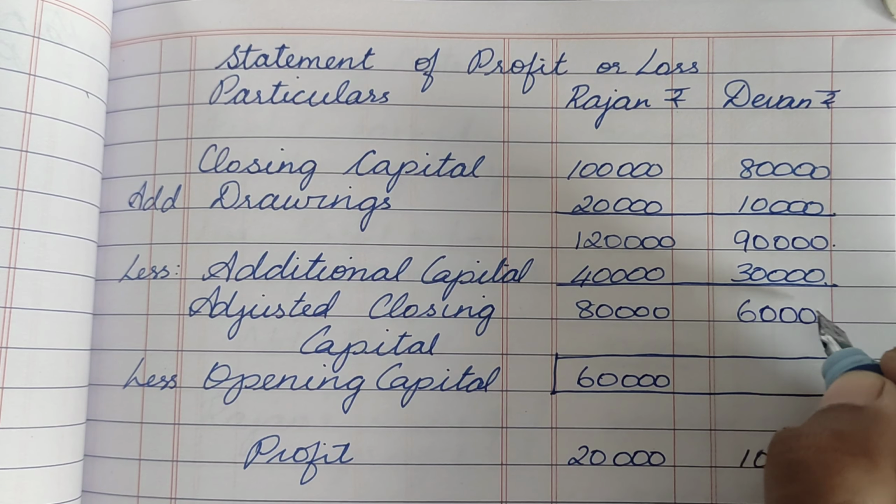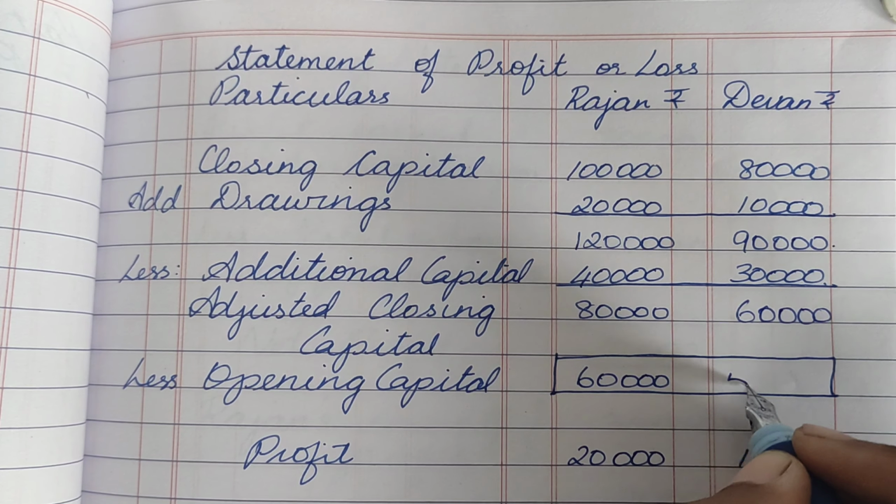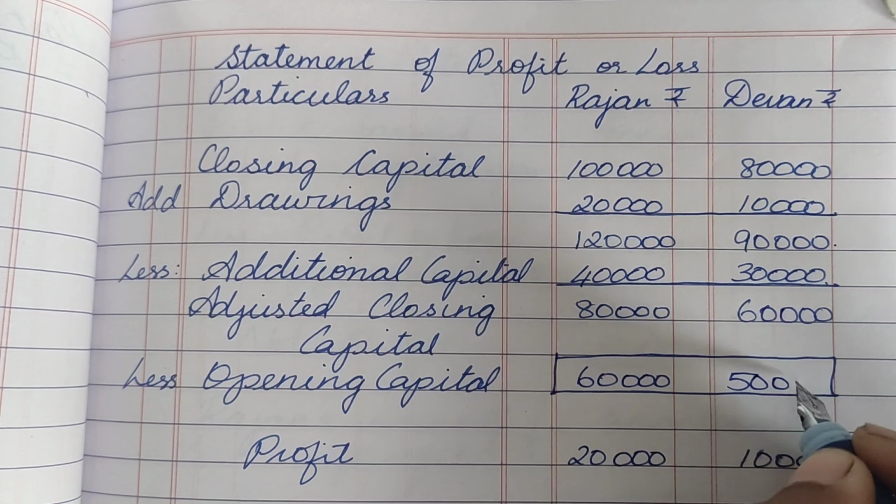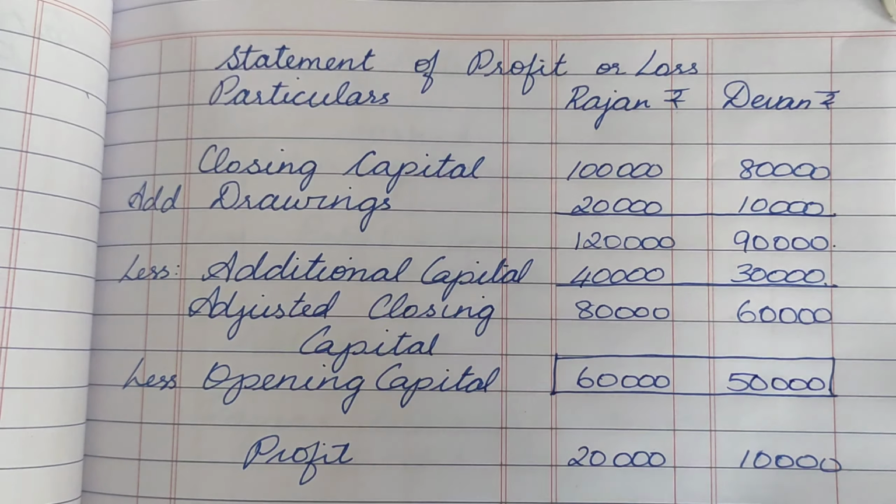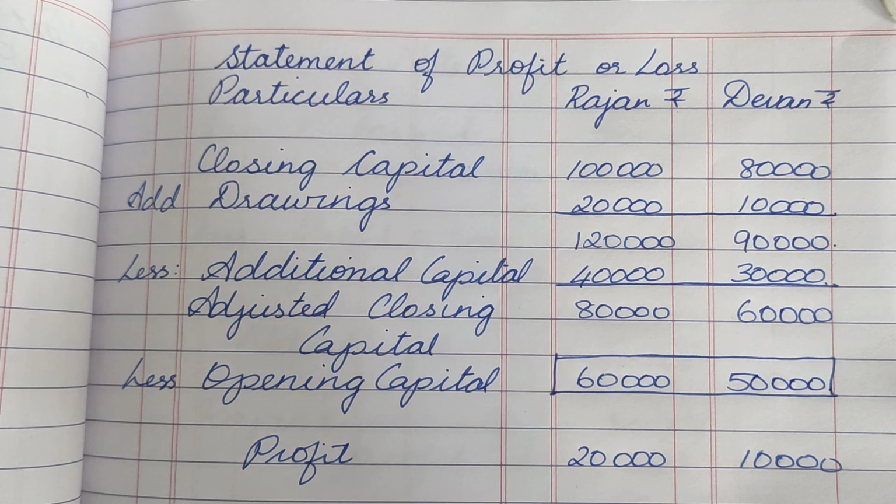Likewise, for Devan, I add 80,000 and 10,000 drawings, I get 90,000, and an additional capital of 30,000 is being introduced. So I get an adjusted closing capital of 60,000. Then the opening capital is a missing figure and I have a profit of 10,000. So the same concept applies here for Devan also. I'm going to subtract 10,000 from 60,000 to get an opening capital of 50,000 for Devan.